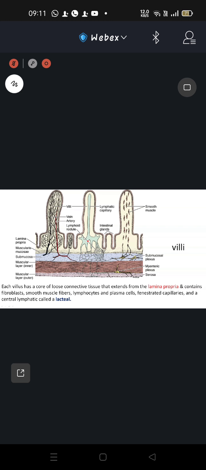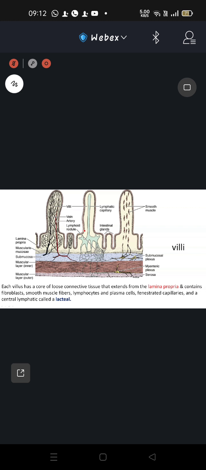fibroblasts, which are connective tissue cells, the fibers, then smooth muscle from the muscularis mucosae, and lymphocytes and plasma cells which are diffuse all around. It also contains the vascularity, which is fenestrated, so it contains arterioles and venules. Along with that, it contains a characteristic central lymphatic, which is known as the lacteal.